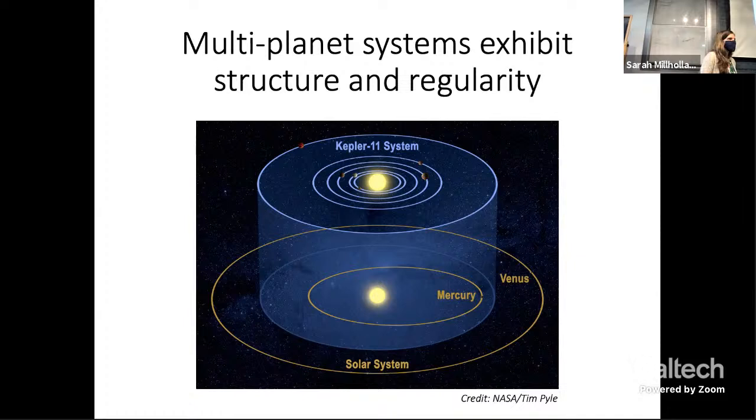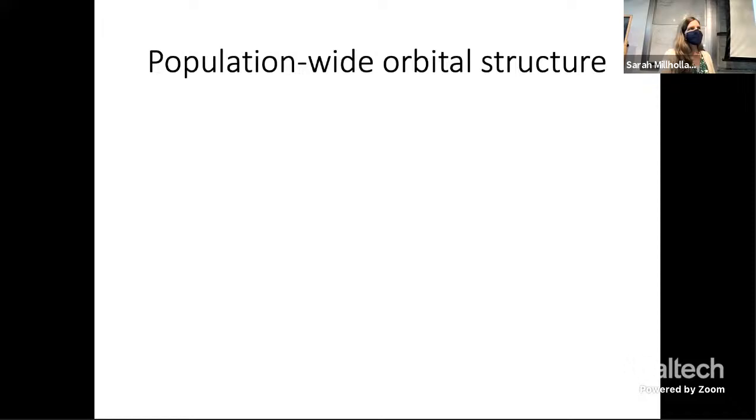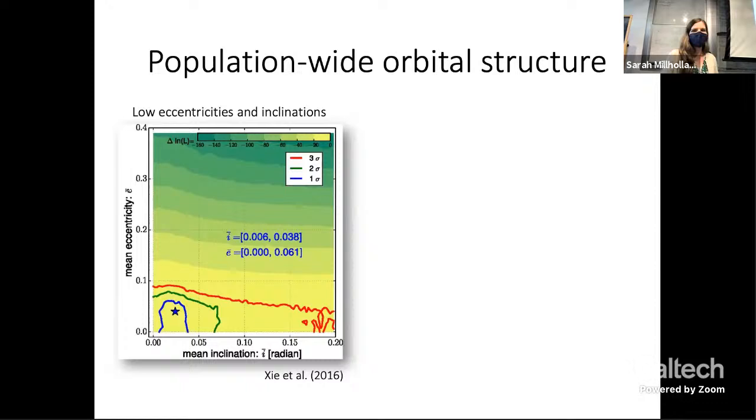If we look at these same features of the whole multi-planet population discovered by the Kepler mission, we can see that this orbital structure continues. That is, we see that the systems as a whole tend to have fairly low eccentricities and inclinations on average, as shown with this heat map of mean eccentricity and mean inclination, where the constraints appear to be pushed down to this far left corner.